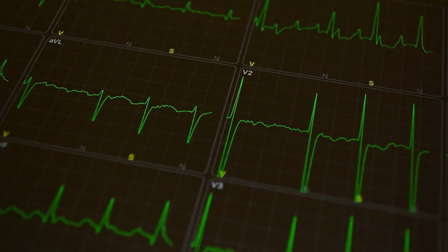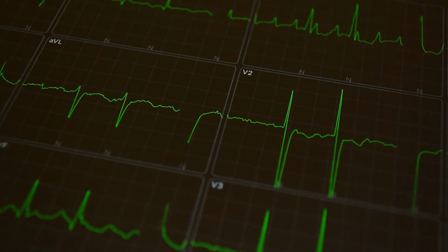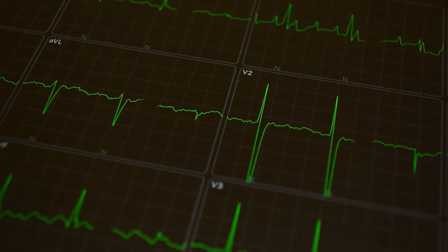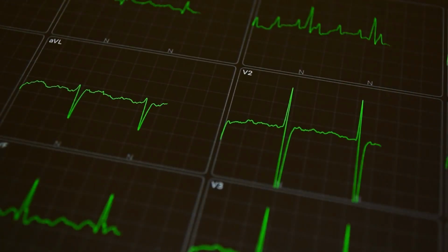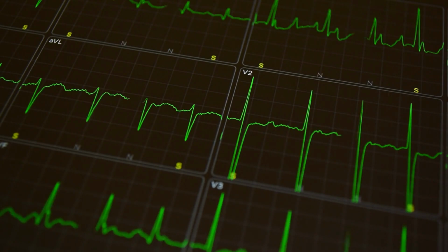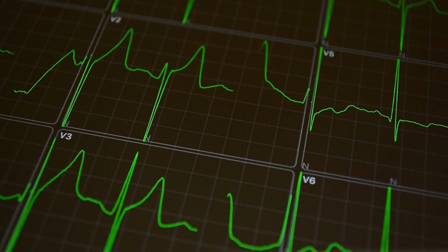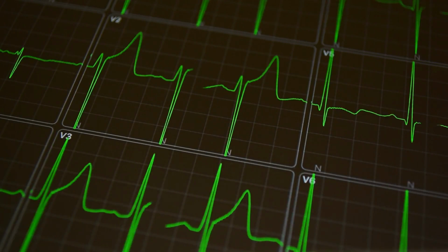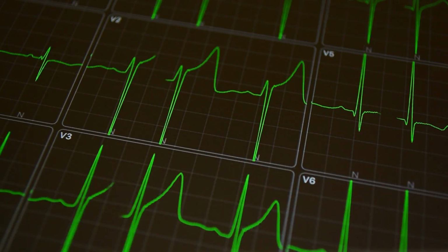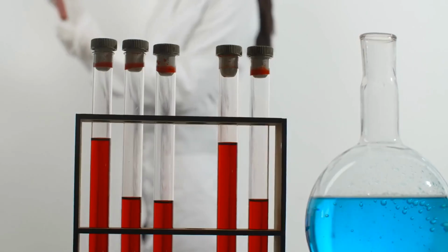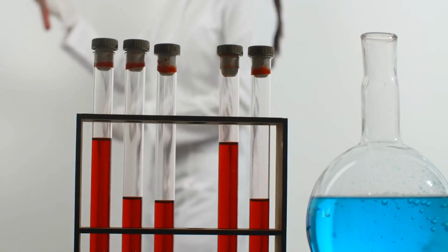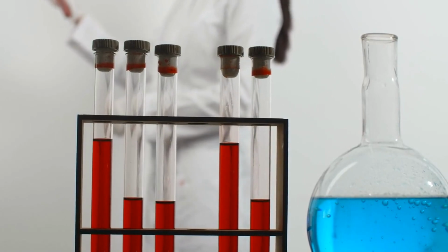How is ischemic heart disease diagnosed? To diagnose ischemic heart disease, your doctor may perform a physical exam and order tests such as an electrocardiogram, ECG, a stress test, an echocardiogram, or a coronary angiogram. These tests can help detect any abnormalities in your heart structure or function and determine the extent of blockages in your arteries. Your doctor may also recommend blood tests to check for high cholesterol or other risk factors.